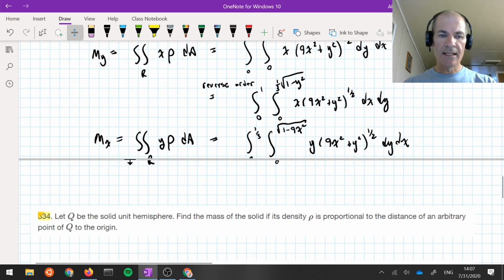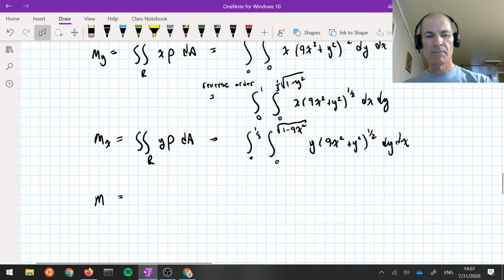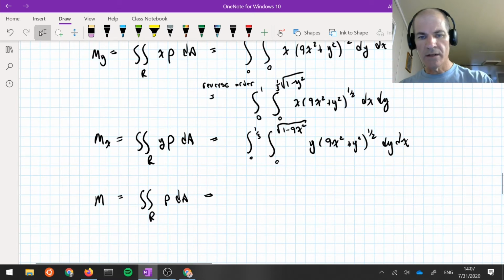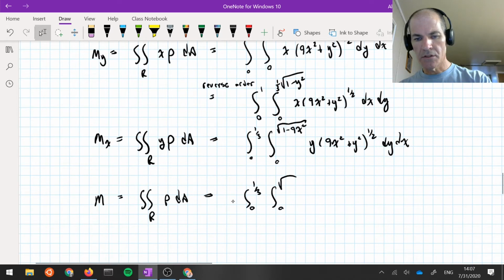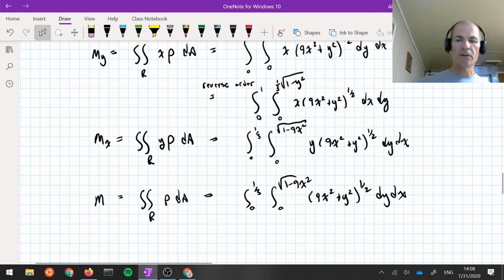And last but not least, let's talk about just the mass itself, because we need that to compute the center of mass. The mass itself is of course the integral of the density over the entire region. And pick one. Let's take this one. 0 to 1/3, 0 to the square root of 1 minus 9x squared, and then just the density function, 9x squared plus y squared to the 1/2, dy dx. No extra factor of x or y in this case.